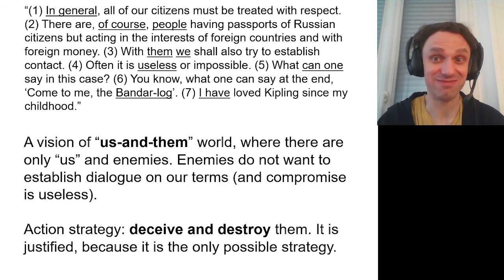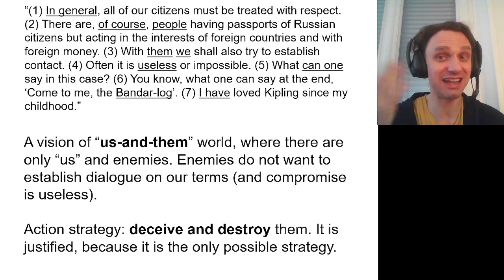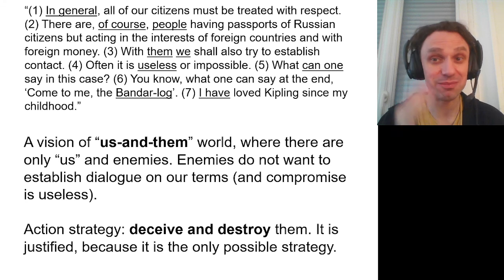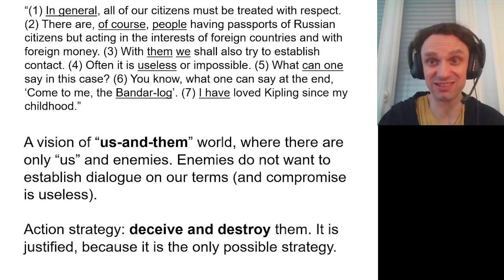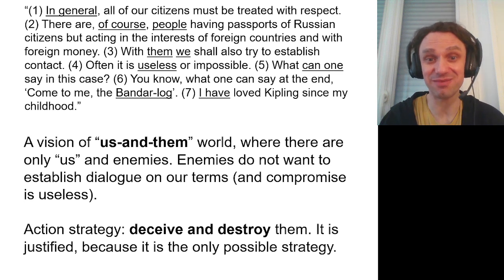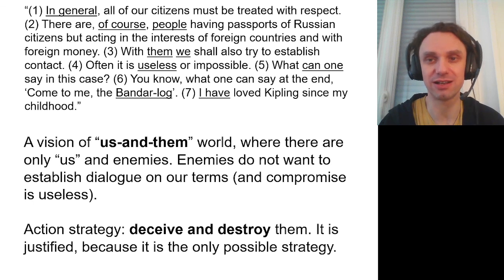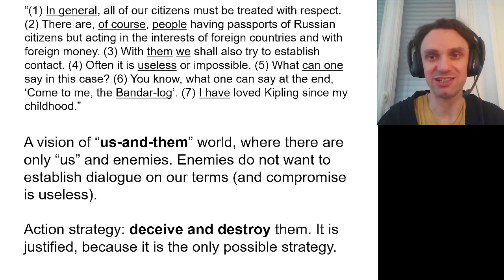And then you can generalize this and say that, of course, it's a vision of an us and them world where there are us and there are enemies. And it's impossible to have any dialogue with people who are not us. The only way to deal with them is to deceive and destroy them. And of course, then you can think of what are the consequences, what are the implications of this position. And unfortunately, we are now able to see this.